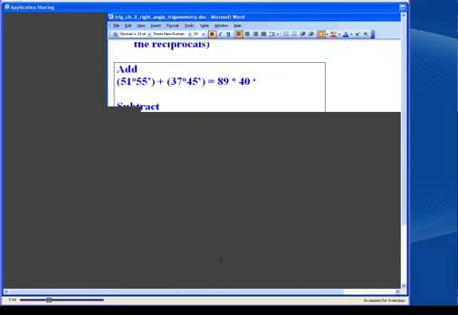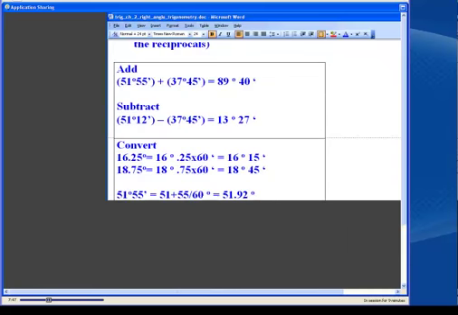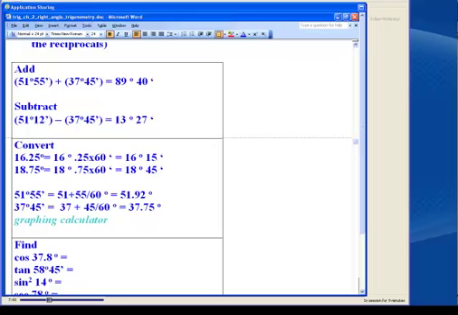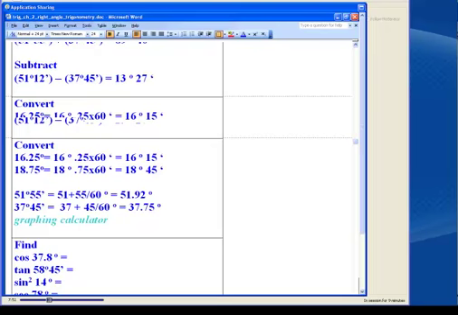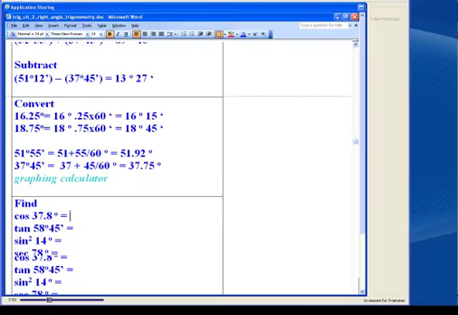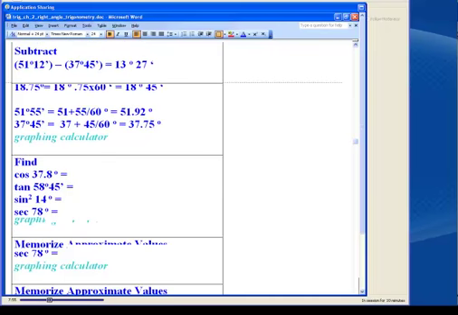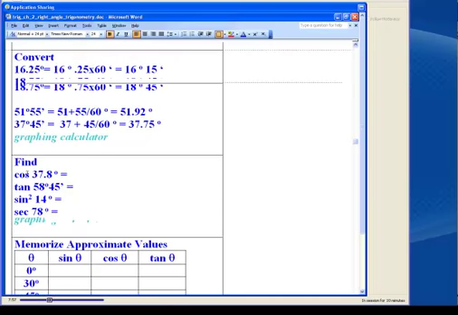Okay, find the cosine of 37.8 degrees, tangent of 58, and so on. So I'm going to go back to the graphing calculator and determine these.